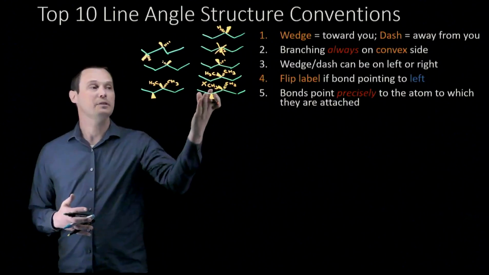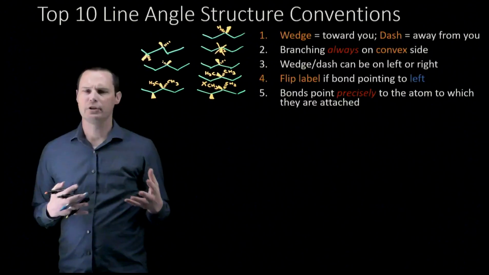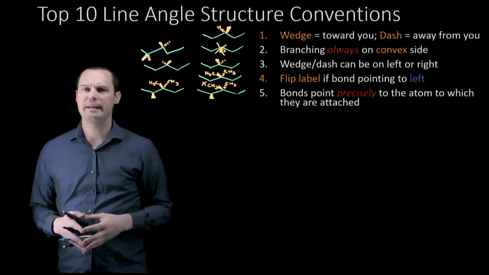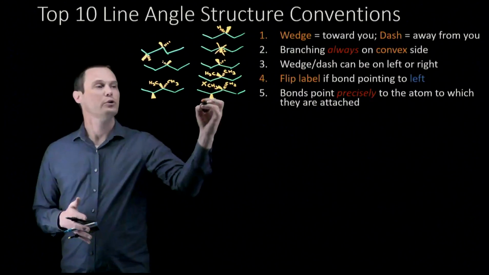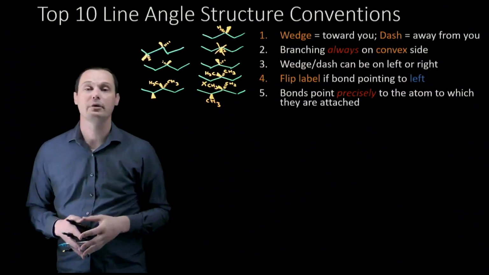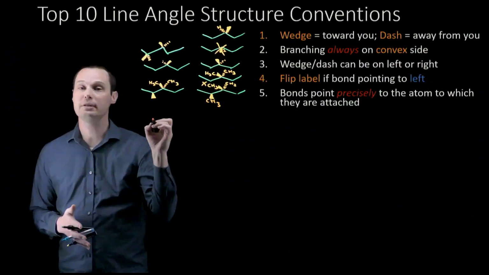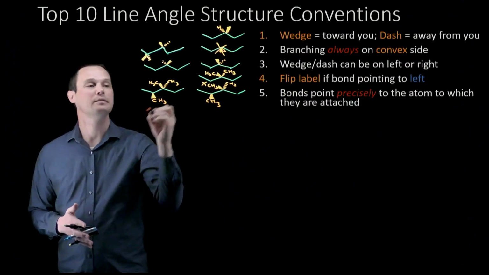Another thing that I see is if there's only one bond on the atom, only one wedge, you don't have to draw the dash. If there's not a dash drawn, it's assumed to be a dashed hydrogen. Hydrogens can be implied in line angle structures. But whenever there's just one bond drawn, we do not center the label on the bond. Stop doing that. Do not center the label on the bond. The bond points precisely to the atom to which it is attached. This bond is attached to a carbon atom, then we can write the CH3 group.